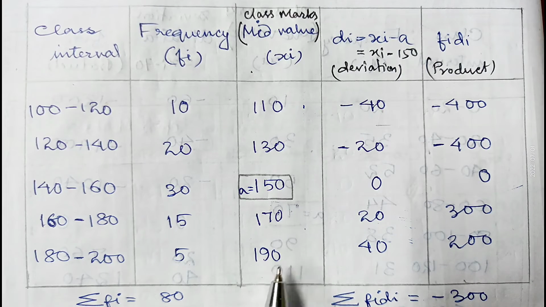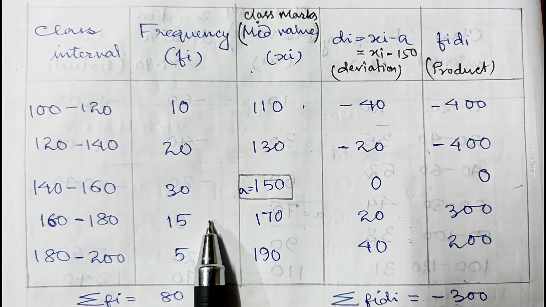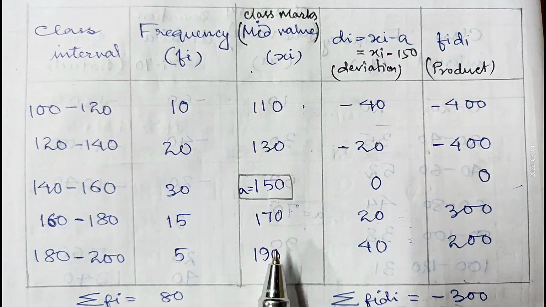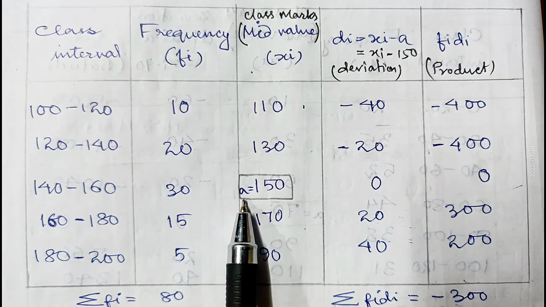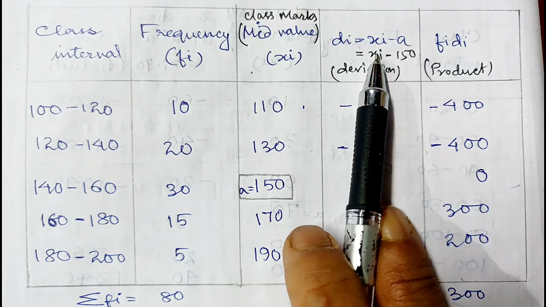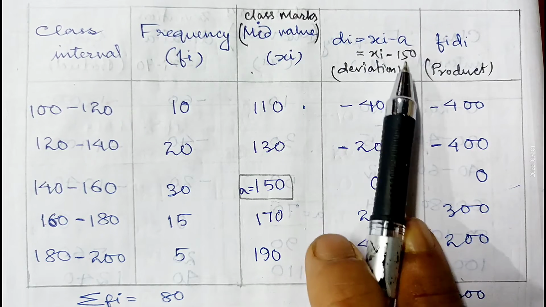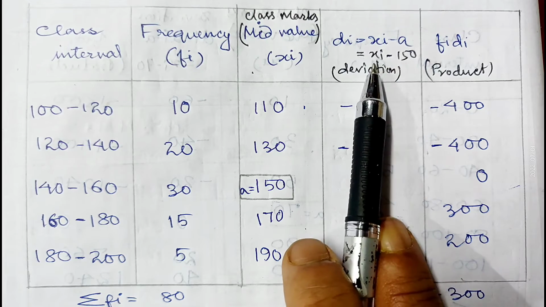From these class marks, any value can be considered as the assumed mean. We can consider 150 to be the assumed mean. As I told you in the previous sum, you can take any value, but it is always better to take something from the middle. Here we have considered a to be the assumed mean. So in the deviation column it will be xi minus a, and here a is 150. So 150 is to be subtracted from all the class marks.